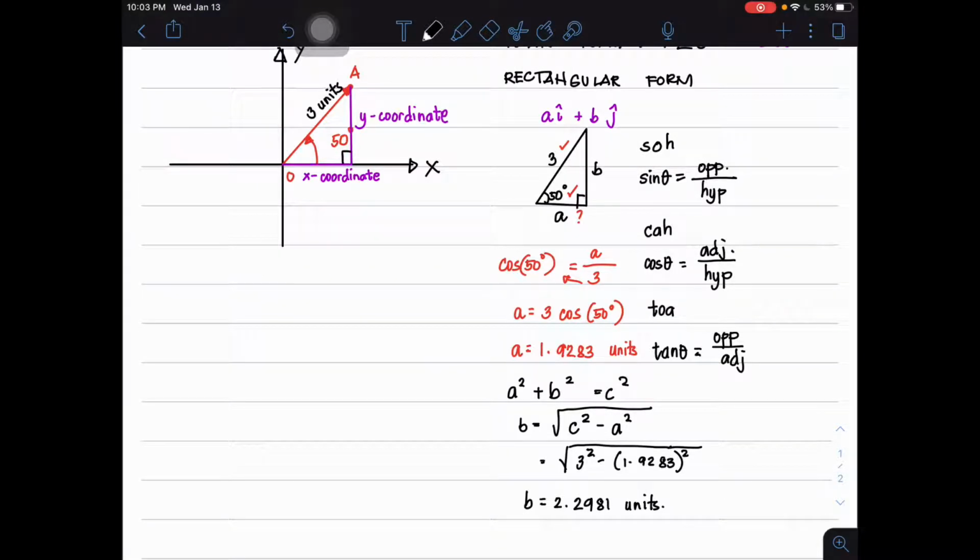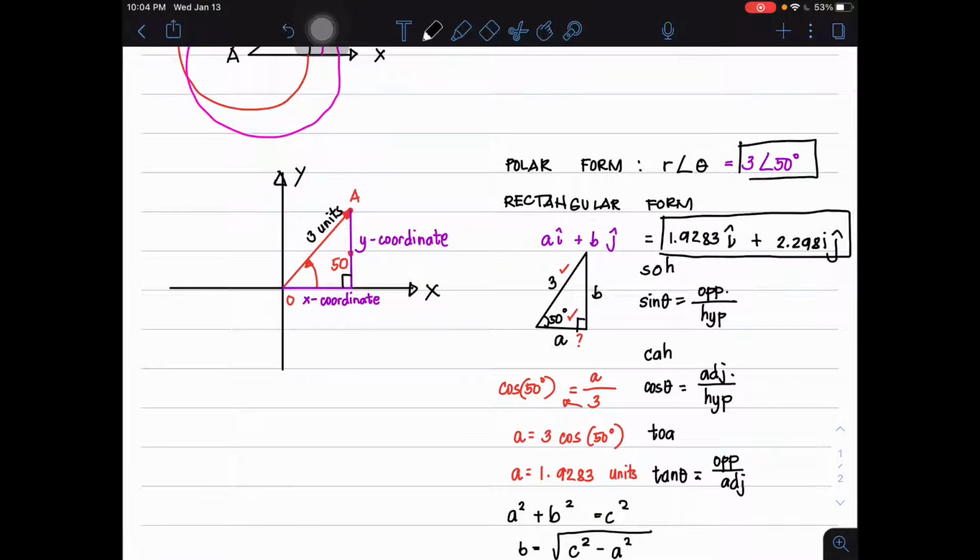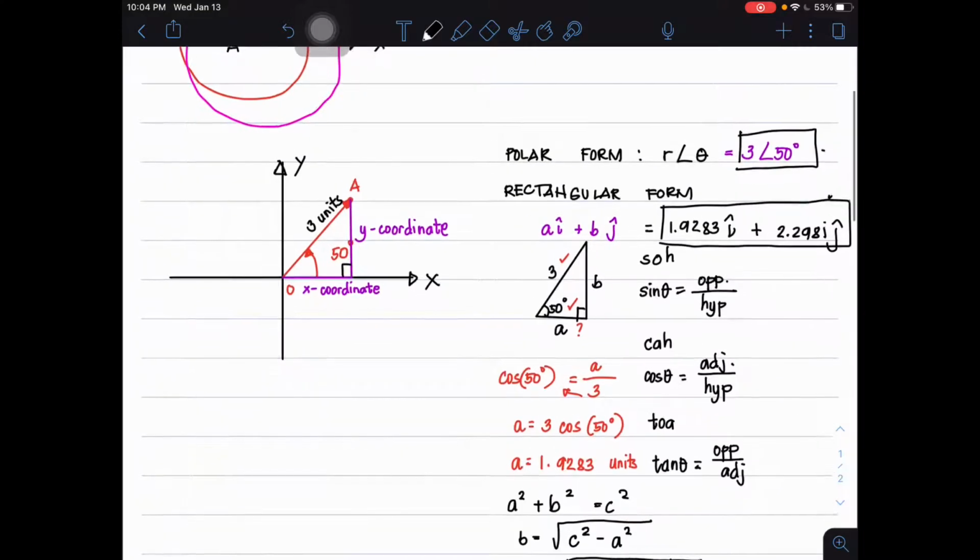therefore we can get the rectangular form of that vector. Okay, so the rectangular form would be 1.9283 i hat plus 2.2981 j hat. So these two correspond to the same vector, but they are in a different form, but they're still talking about the same vector.